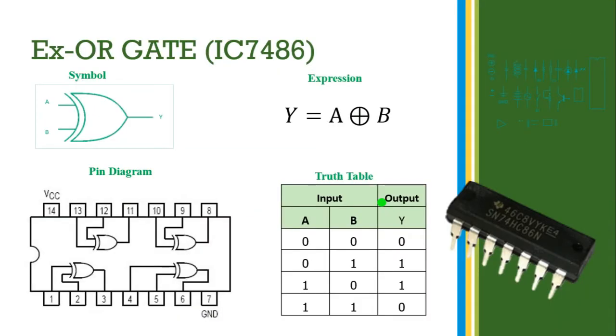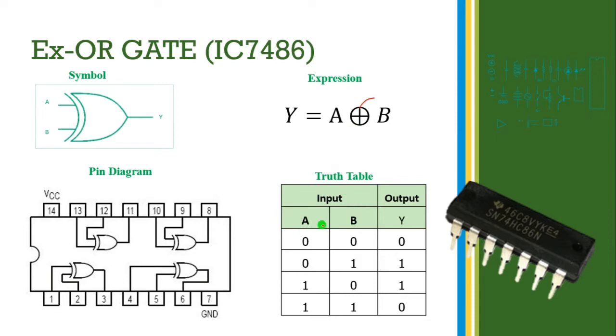Now this is the symbol of the XOR gate. This is the two input XOR gate. A is the input, B is the input, Y is the output. Here this is the expression: Y is equal to A XOR B. This symbol denotes the XOR operation.